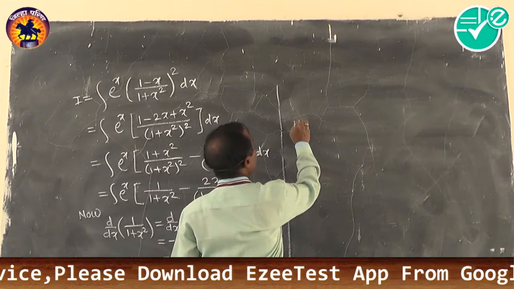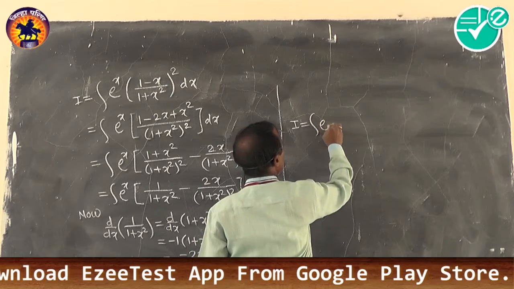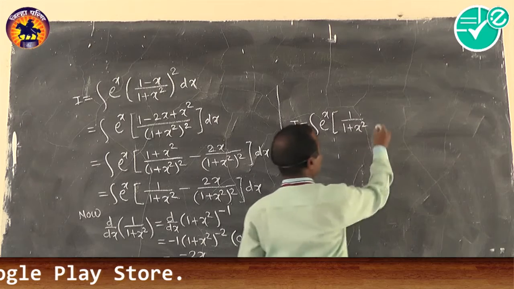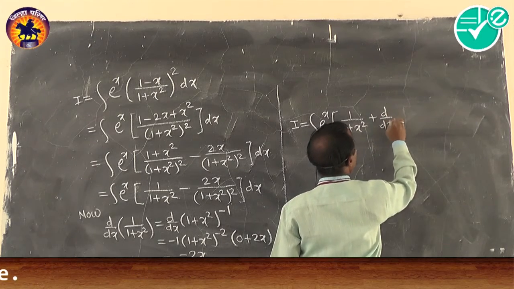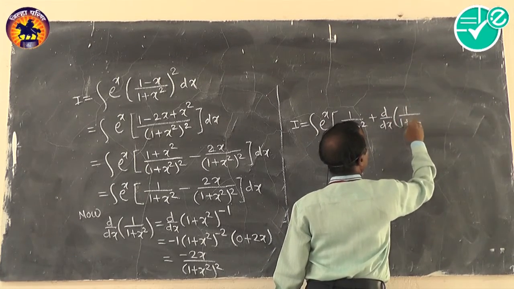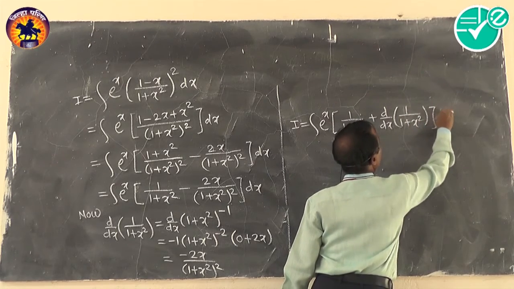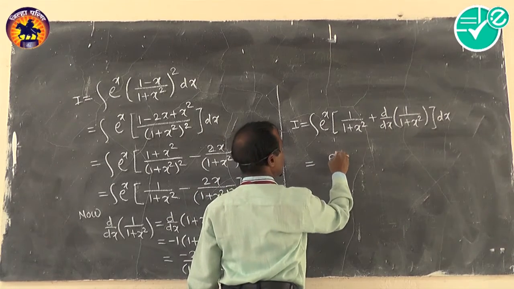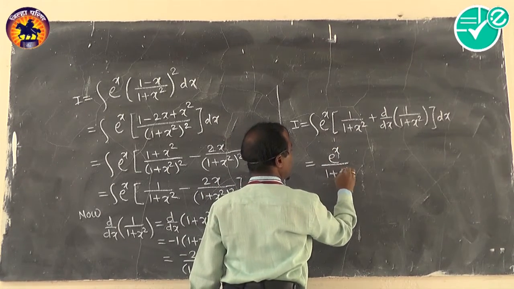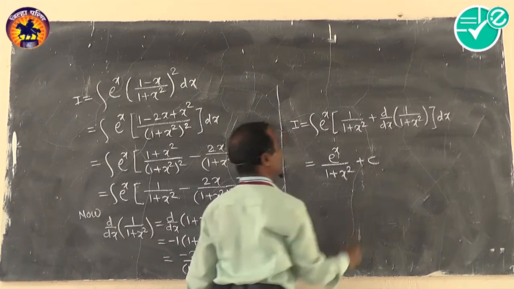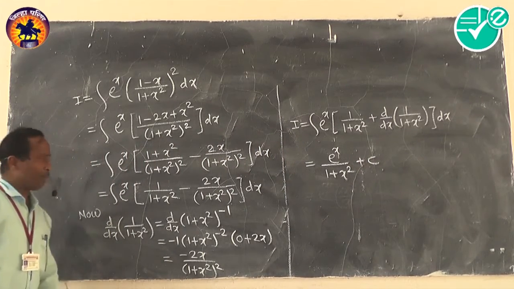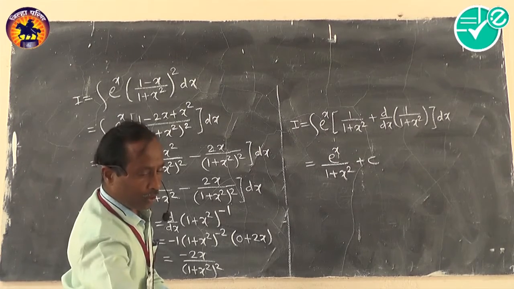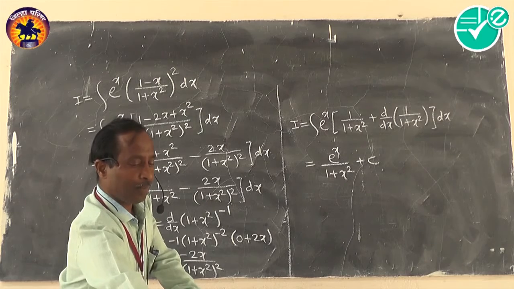We get, I can be written as integral of e to the power x into [1 upon 1 plus x square plus d by dx of 1 upon 1 plus x square with respect to x], and integration of this function is e raised to x into 1 upon 1 plus x square plus c. So this is the solution of this example. Now we are going to take the next type of example.